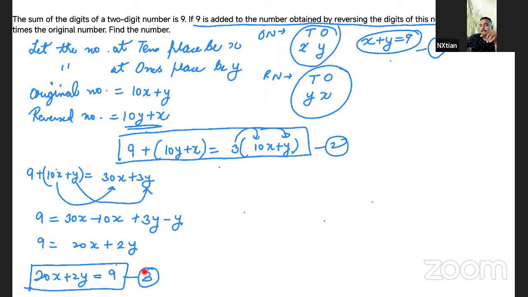Now, tomorrow is the last day of this chapter, and on Monday there will be a test of this chapter. This whole chapter will be coming in your exam, so be prepared by Monday. After that, we'll start quadratic equations. Anna, with you, we'll start.